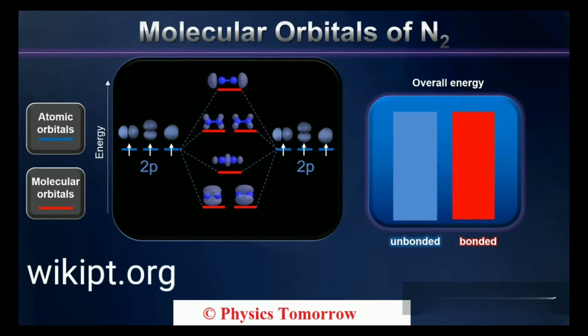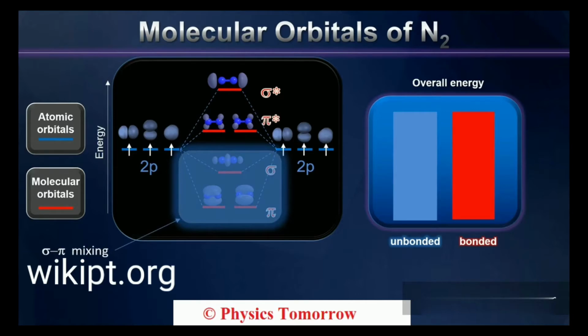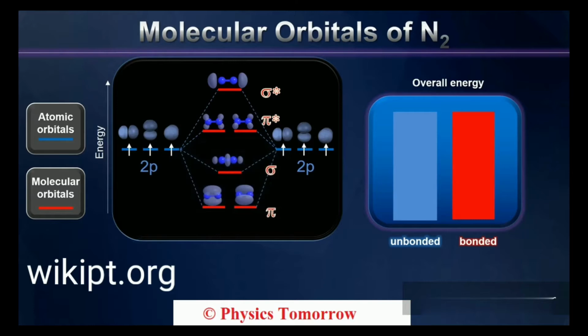Now, you might notice something changed here, right? Notice that the sigma molecular orbital is actually higher in energy than the pi. And this is an interesting phenomenon. It's caused by something called sigma pi mixing. And we won't go into great detail into it here, but I wanted to point it out because this is how you'll probably see it in your textbooks.